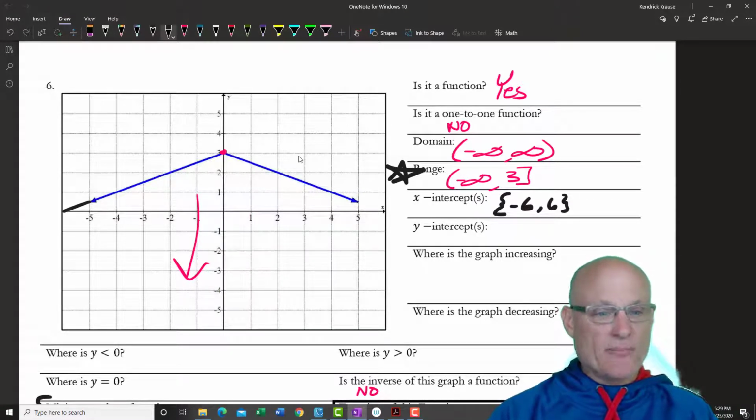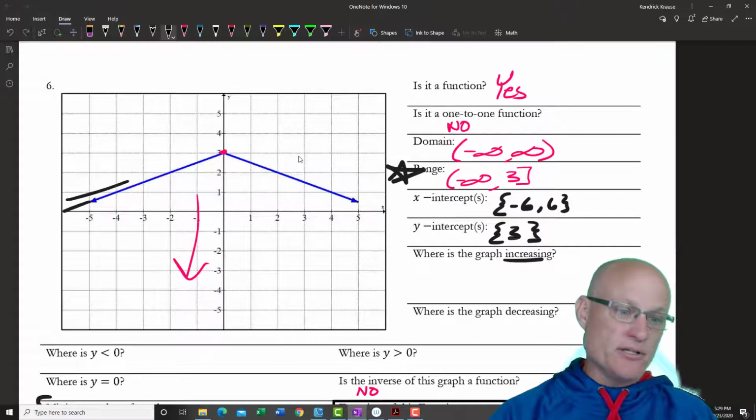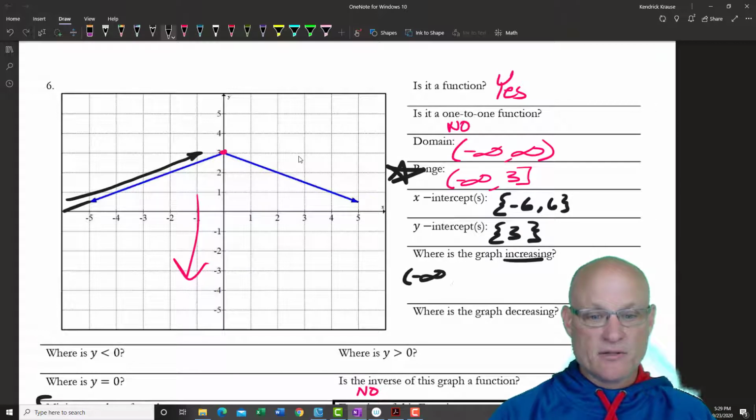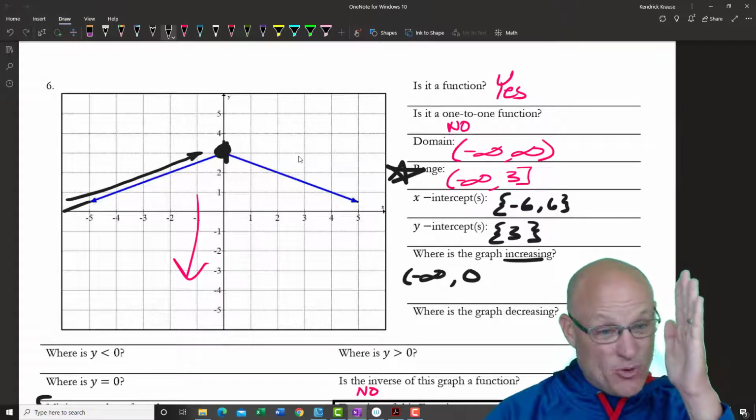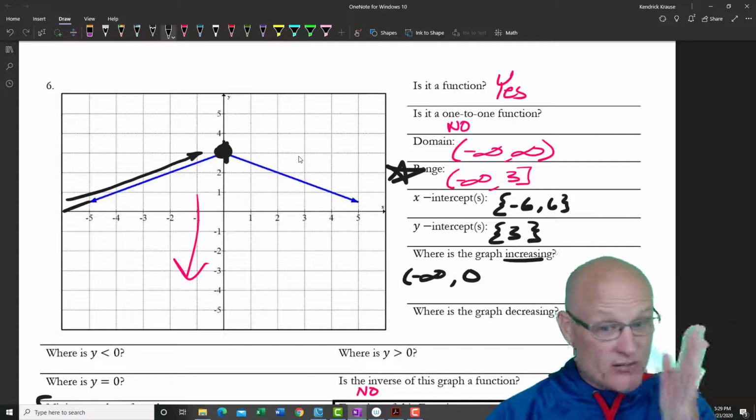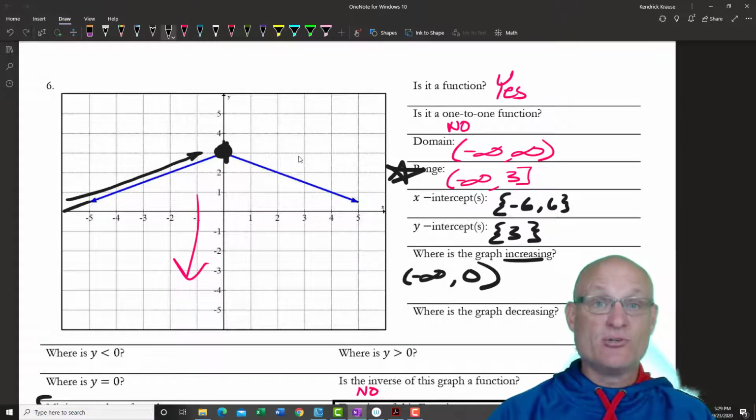What's the y-intercept? The y-intercept is at 3. Where is the graph increasing? From here to here, it's increasing. So from negative infinity to 0, it's increasing, because at 0, it starts coming down. Now again, if I'm at that exact point, you can't tell where it's going. So we do not include the vertex on increasing and decreasing.